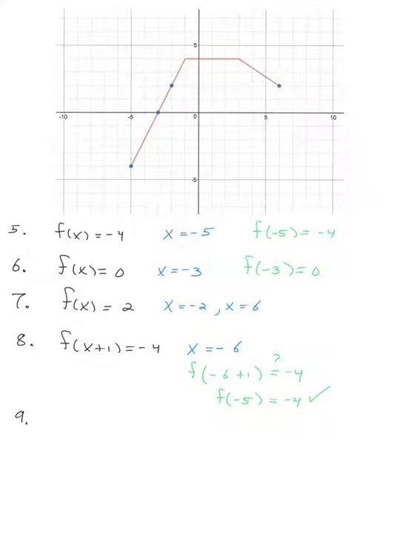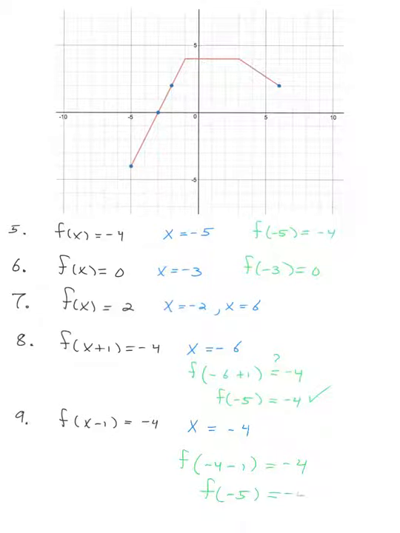For number 9, if we look at that one next, where is f of x minus 1 equal to -4? So I know that -5 in the function gives me -4, and I see this -1. I'm actually going to add 1 to this answer. The answer to this problem is x is equal to -4. And the reason is, when you take that number, -4, and you put it into this equation and simplify it, you get f of -5, which gives us -4.